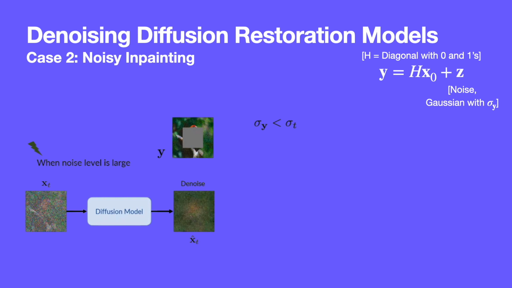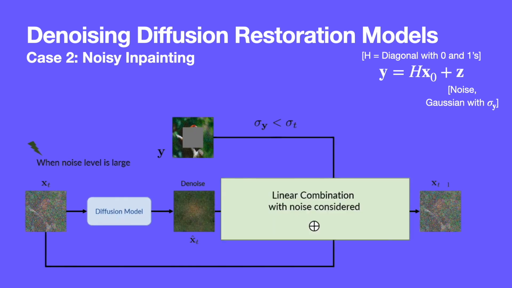Now we have some Gaussian noise in our observation, and to solve this they consider two different scenarios. The first scenario is when the current noise level at this diffusion model stage is larger than the observation noise, so we are not certain what the image should be. In this case, giving this noisy y actually gives some information even though it's noisy, so we give it to our linear combination block as an input.